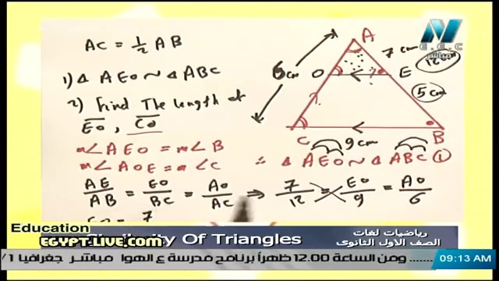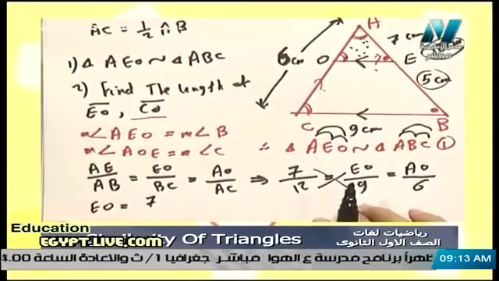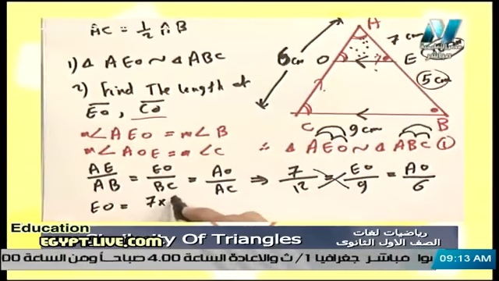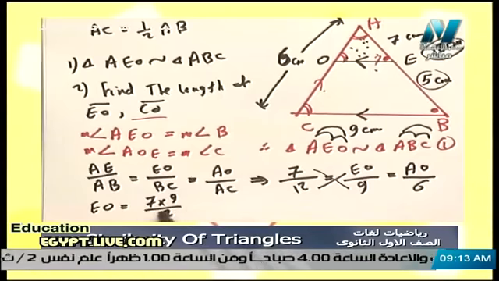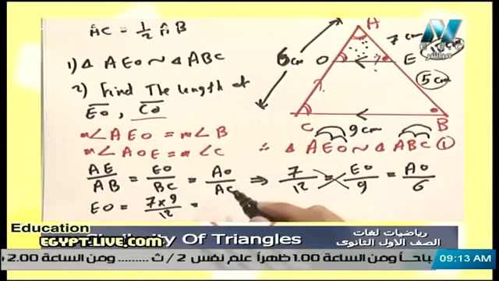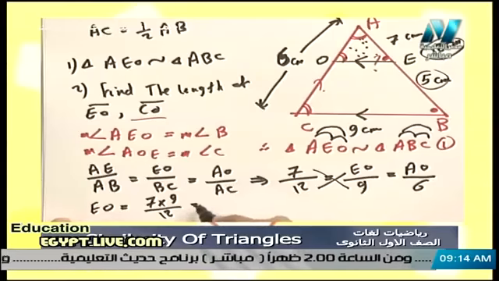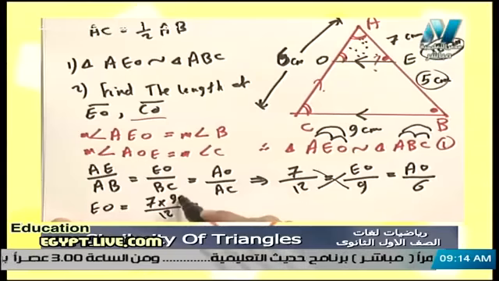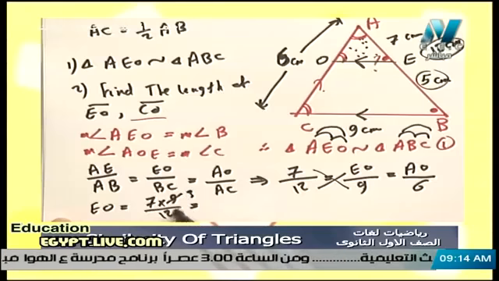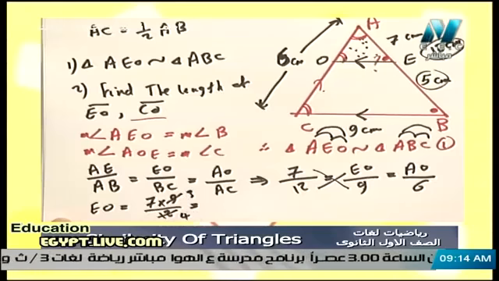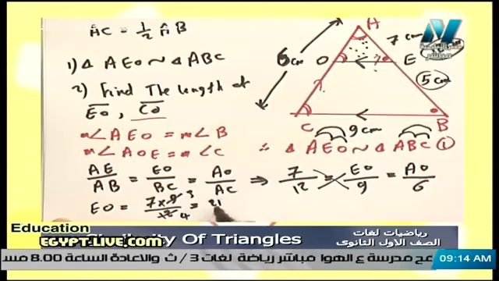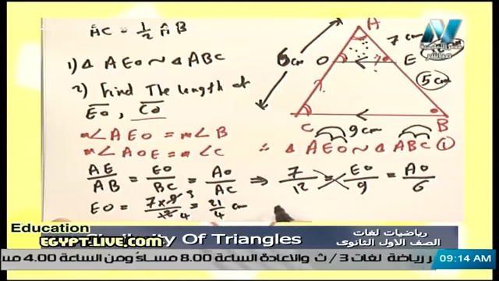7 times 9 over 12, and EO here, divided by 3 equals 3, divided by 3 equals 4. Okay, so 21 over 4 centimeter.